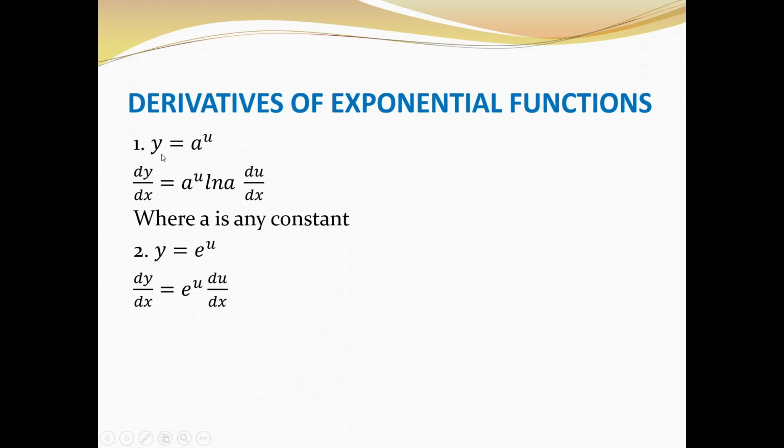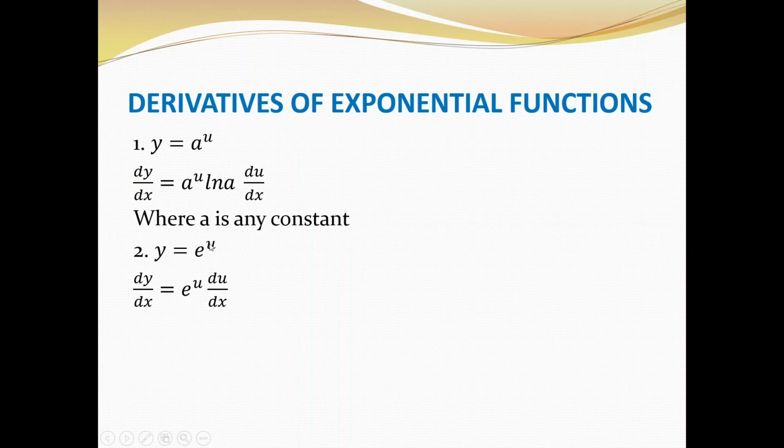So for the first function of base a, which is expressed as y equal to a raised to u, the derivative of this function y with respect to x is equal to a raised to u, then to be multiplied by a constant value of ln of a, and then to be multiplied by the derivative of that exponent, which is variable u with respect to x.